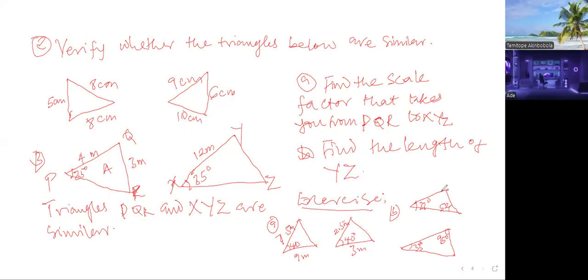If you find this angle here, you must get 95. All right? If you find this angle here, you must get 52. So the two triangles are similar because all the three angles are the same. Is that clear? Yes, sir. All right. So that's the reason why they are similar.